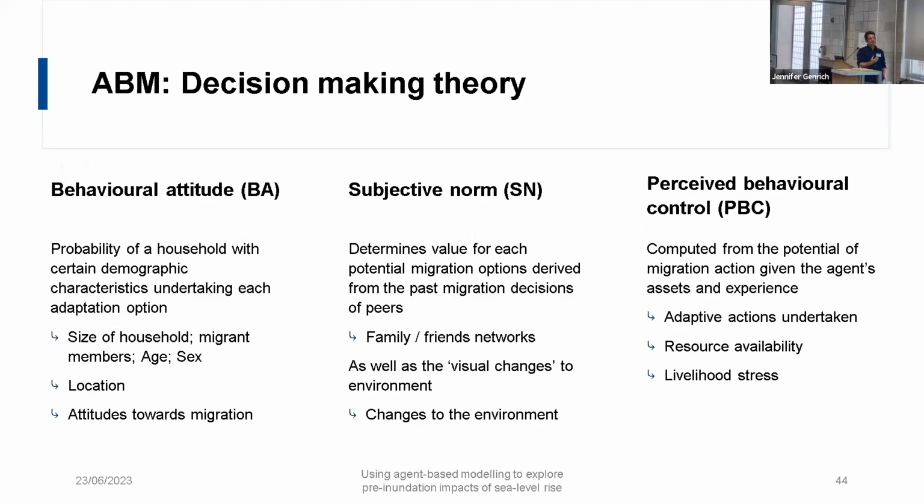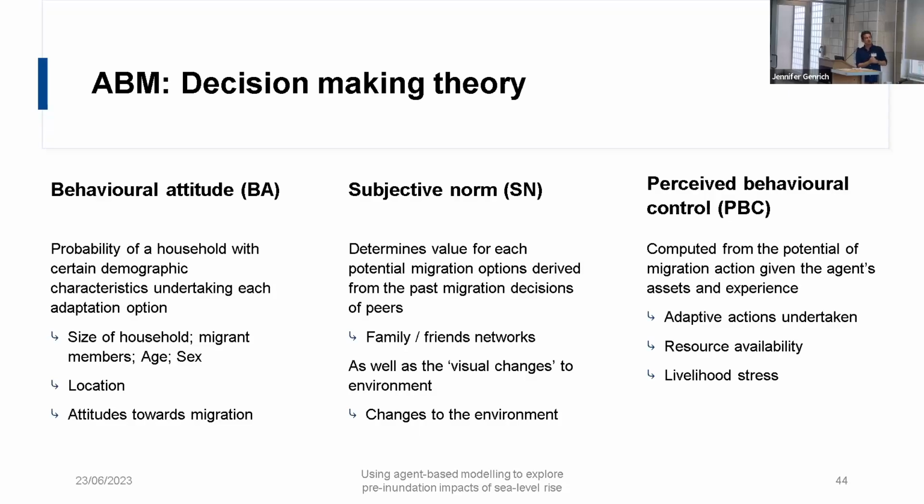So in translating that into the model, we're able to use the empirical data from the survey to try and weight those elements of the decision-making process. For example, the individual behavioral attitude: we're looking at household agents, size of households, history of migration, age, sex, and specifically location. And the survey itself will ask about their attitudes to migration.